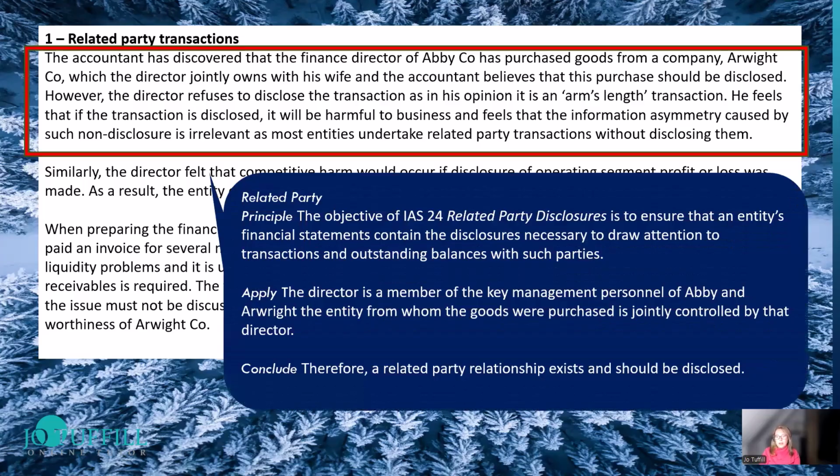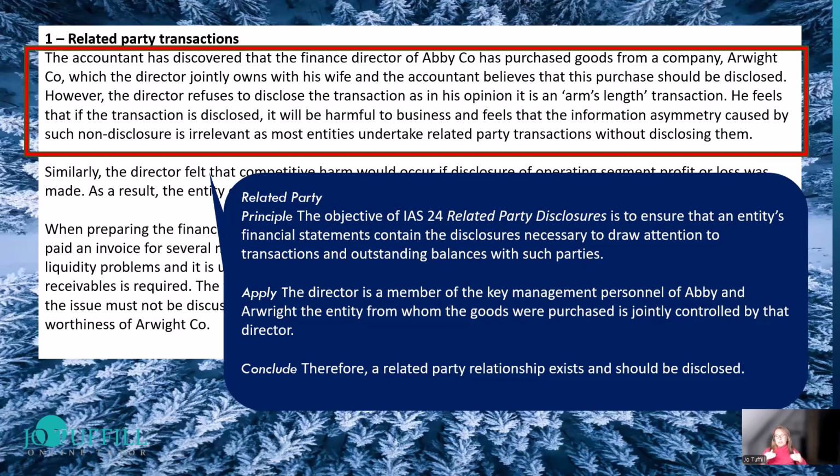So the subheading will be related party. Principle: some sort of language, doesn't need to be this language, which says the objective of related party disclosures, or the related party standard, is to ensure that an entity's financial statements contain disclosures that draw attention to transactions and outstanding balances with such parties. Some sort of wording like that is giving you the heads up on what the principle is.